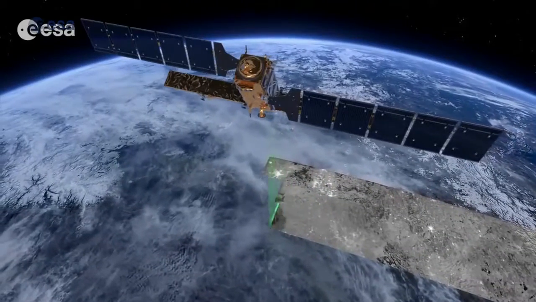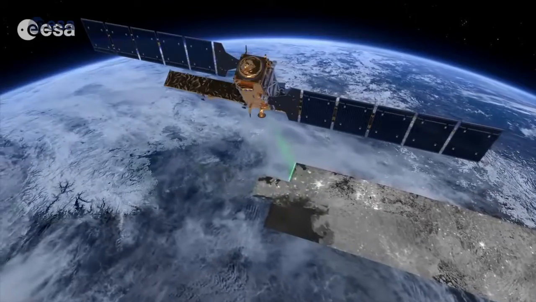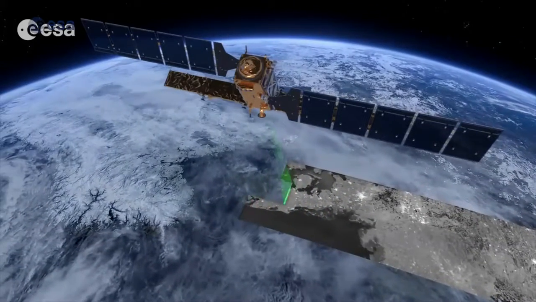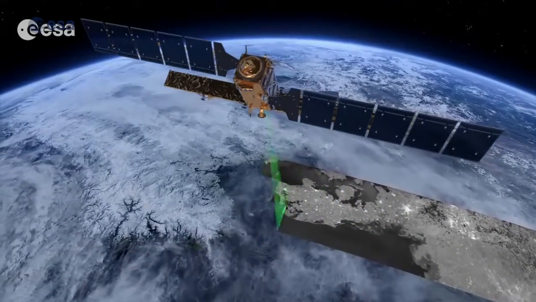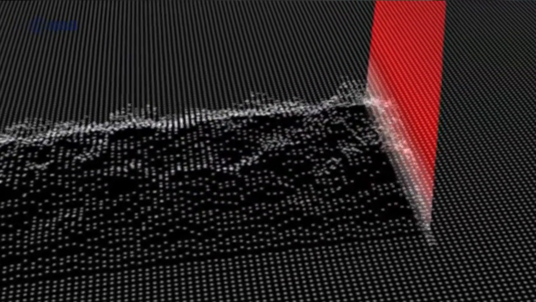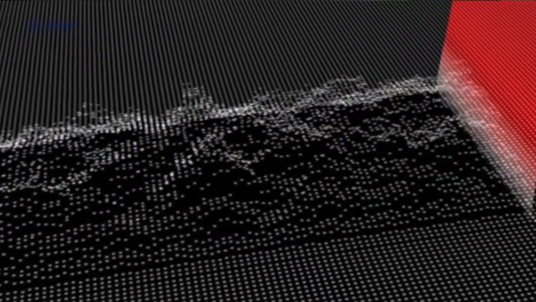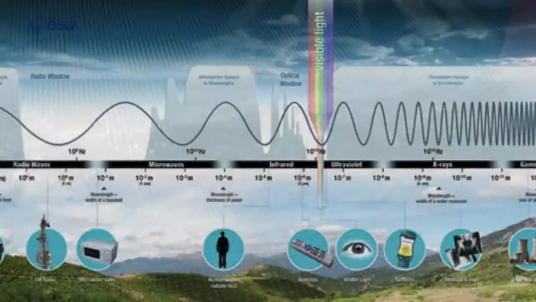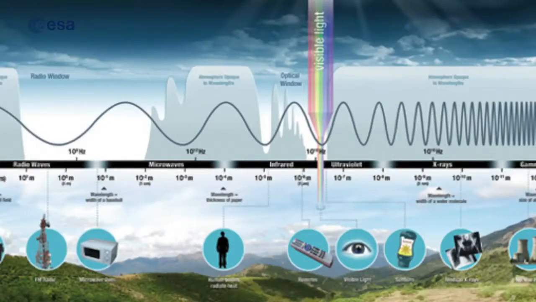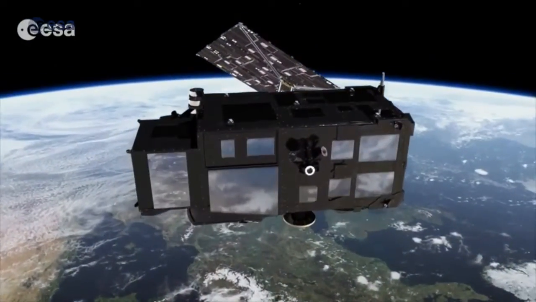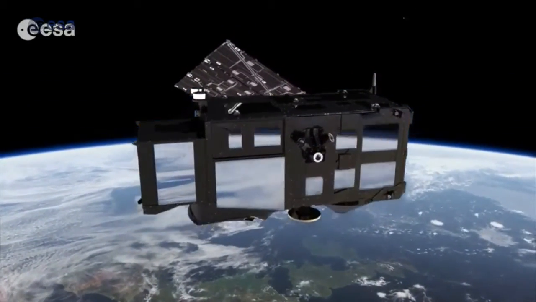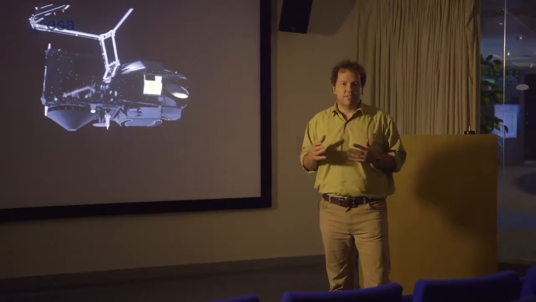Active instruments generate their own electromagnetic radiation, direct that at the Earth, and then measure what comes back to the instrument itself. Passive remote sensing instruments use the Earth as a source of electromagnetic radiation, either emitted radiation, which is usually at longer wavelengths, or shortwave radiation, which is actually reflected sunlight. Sometimes space agencies mix passive and active instruments on the same platform.